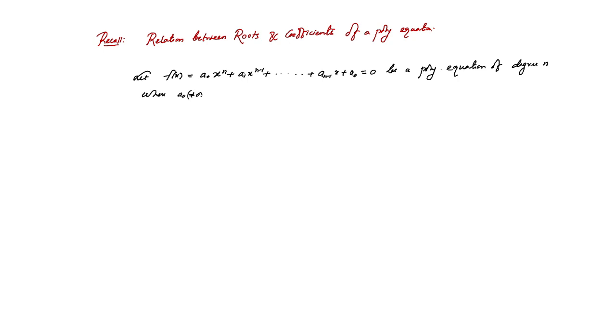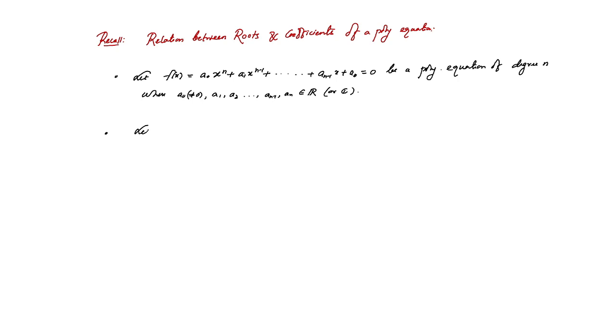So here let f(x) equals a0 x to the power n plus a1 x to the power n minus 1 plus dot dot dot plus a n minus 1 x plus a n equals 0 be a polynomial equation of degree n, where a0 is non-zero and a0, a1, a2, up to a n minus 1, a n are all either real or complex numbers.